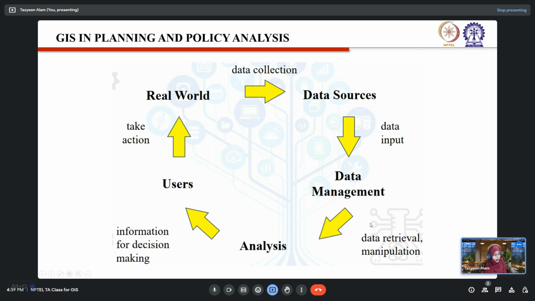So how are we going to define GIS in planning and policy analysis? How are we going to talk about this?